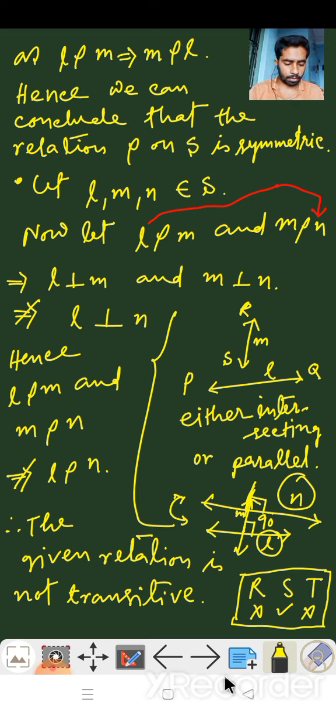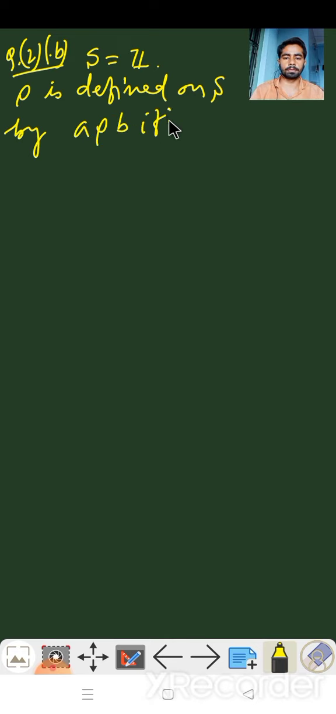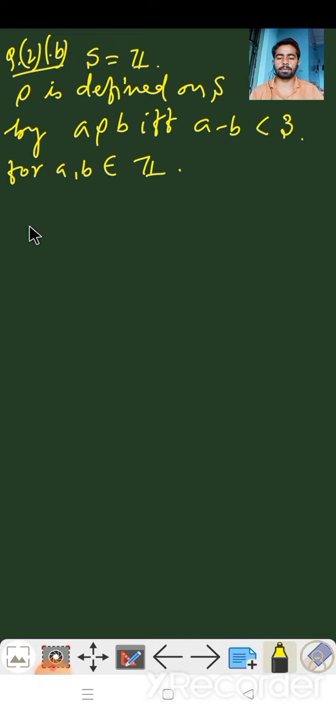Now I will solve question number 2.B, which is on the next page. S equals Z, that is the set of all integers, and rho is defined on S by a is related to b if and only if a minus b is less than 3, where a, b belong to Z. We have to check whether rho is reflexive, symmetric, or transitive.